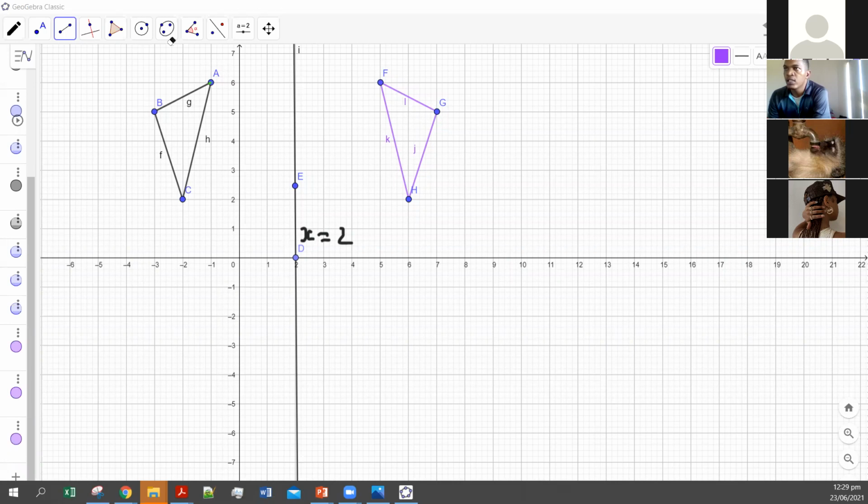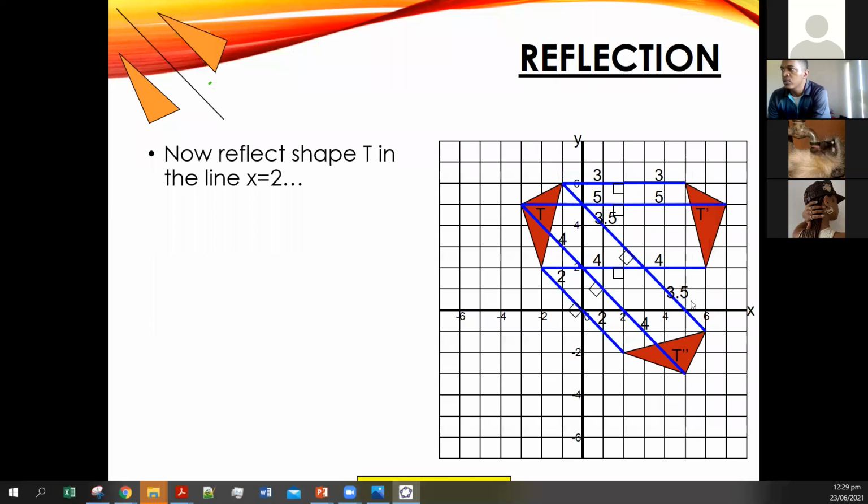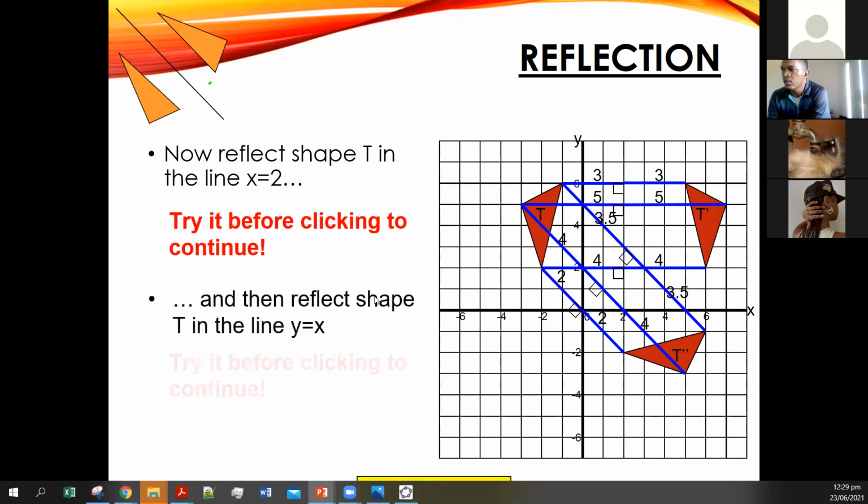Okay, that is for x equals to 2. The next one, I'm just going to move this out of the way now. The next one is x equals to y. This is a very important one. That is that line over there.